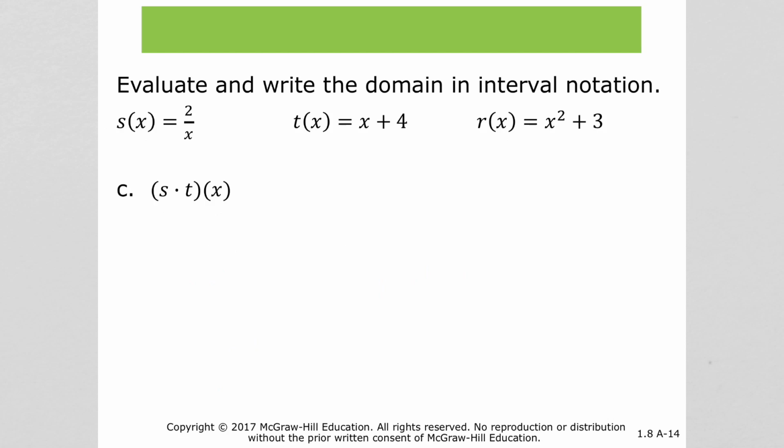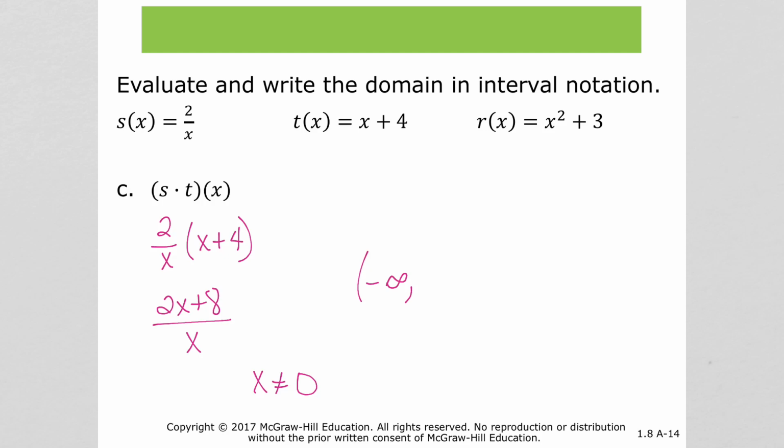For C, we have s times t of x, so that's s of x times t of x. So that gives us 2x plus 8 over x. So again, the domain here is everywhere except for where the bottom is equal to 0, so x cannot be 0. So the domain is negative infinity to 0, unioned with 0 to infinity.